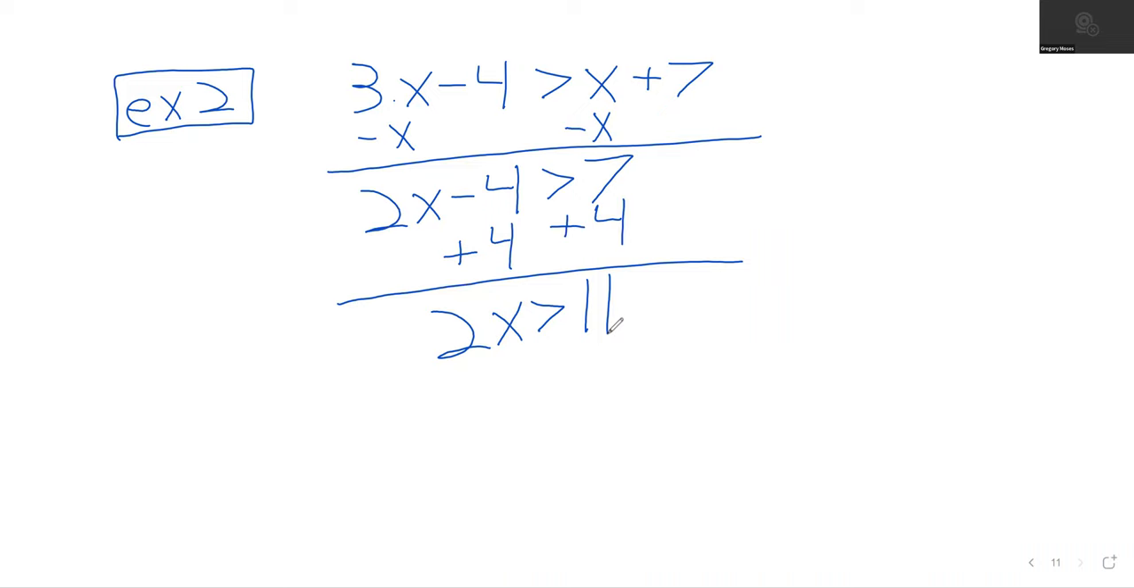And now our division step, and because 2 is positive, our division step isn't flipping any sides. We get 11 divided by 2, which if you preferred decimals would be 5.5. X is greater than 5.5 from my point of view is a fine way to write an answer. It's perfectly clear what you're saying. But there is alternative notation for this.